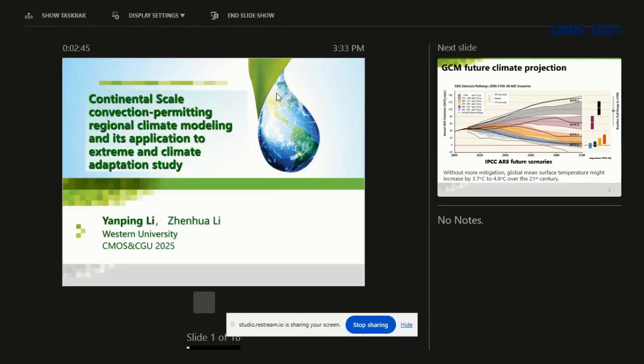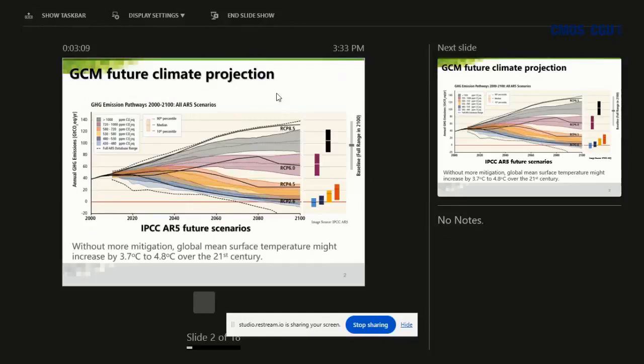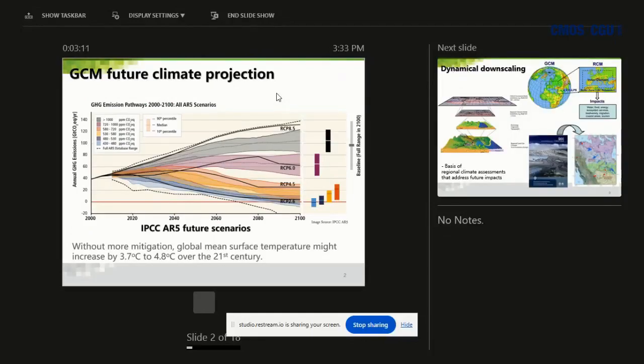Thank you. I'm Yanping Li. So in this talk, I'm going to take the opportunity to summarize the work my group has been doing for the last several years. That is using the convection permitting model, at large scale, like continental scale, to work on climate adaptation studies, mainly focused on 2 aspects: agriculture and wetland. So let me introduce a little bit of background.